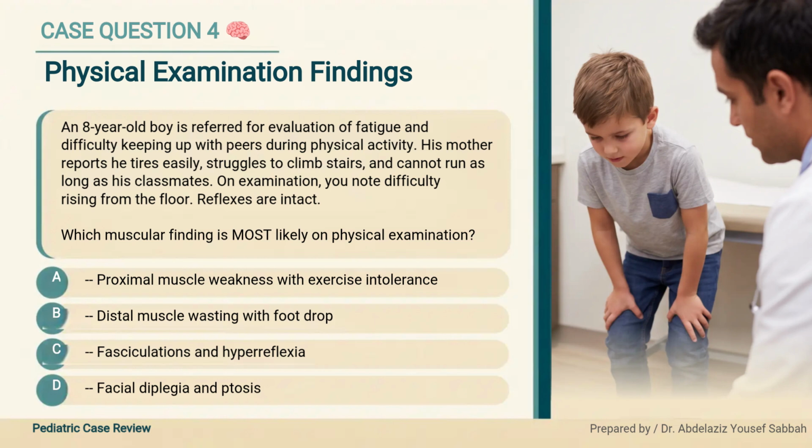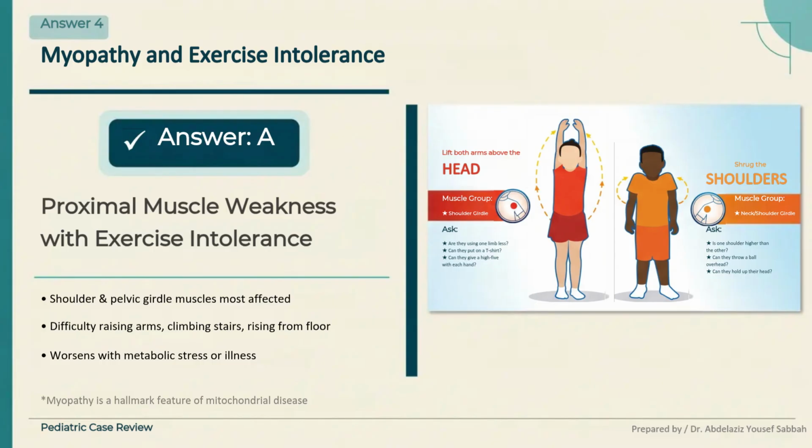Option A, proximal muscle weakness with exercise intolerance. Option B, distal muscle wasting with foot drop. Option C, fasciculations and hyperreflexia. Option D, facial diplegia and ptosis. The correct answer is A, proximal muscle weakness with exercise intolerance.